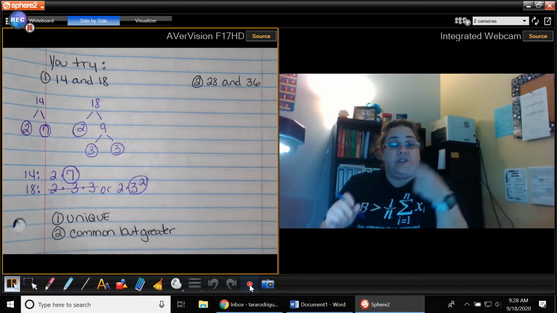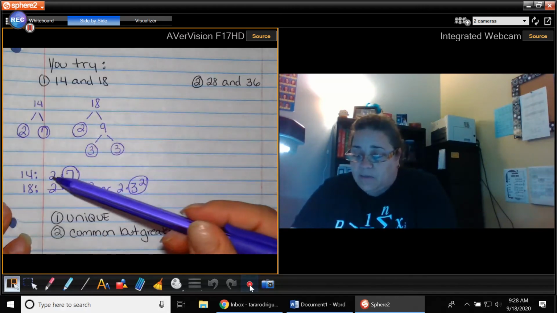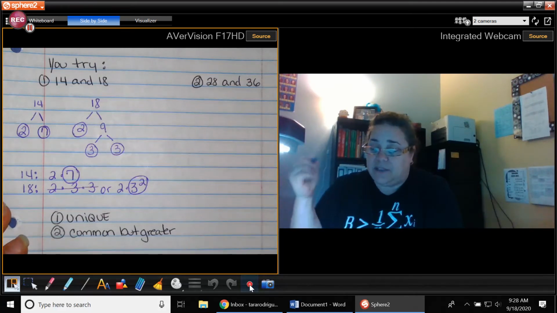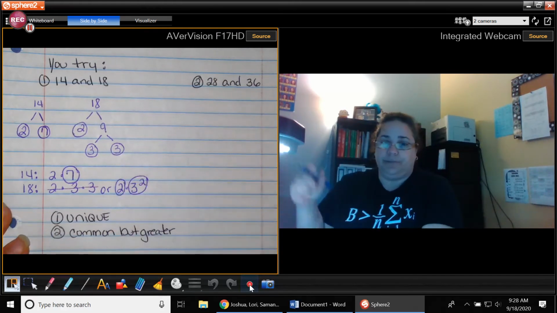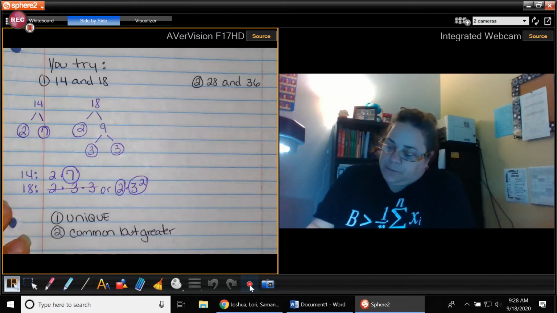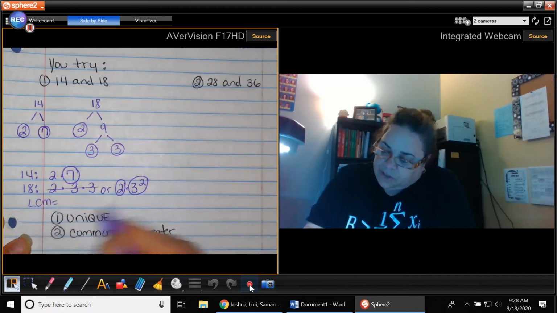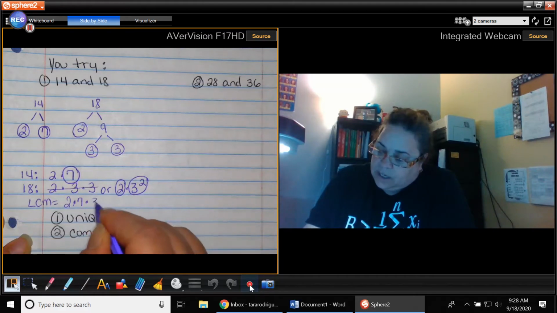Now, number 2, I'm looking for common but greater. Well, common, I have a 2 and a 2. Is either one of those greater than the other? No, because there are no exponents on either. So I'm just going to pick the 2, any 2. Either one. Just one though. Okay. So my LCM equals 2 times 7 times 3 squared.